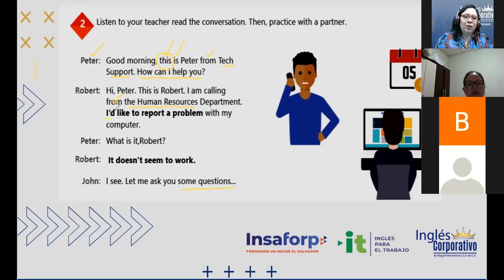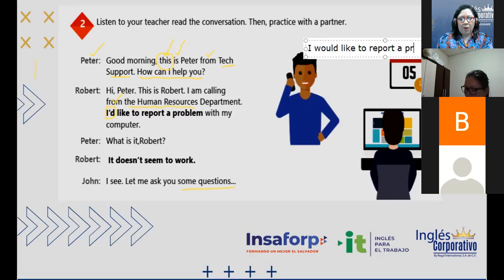Vamos a ver, esto que ven acá significa esto, miren. Esto es como que dijéramos, I would, ¿ok? I would like to report a problem, ¿ok? Y contraído es I'd like to report a problem. Esto es exactamente lo mismo. Lo de arriba es largo y lo de abajo es corto. Cuando hablamos, es mejor usar contracciones. Cuando escribimos, podemos usarlo entero si queremos, ¿verdad?